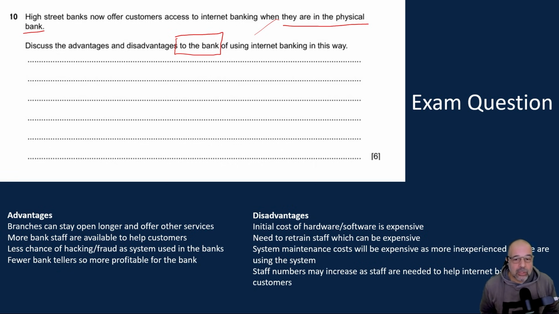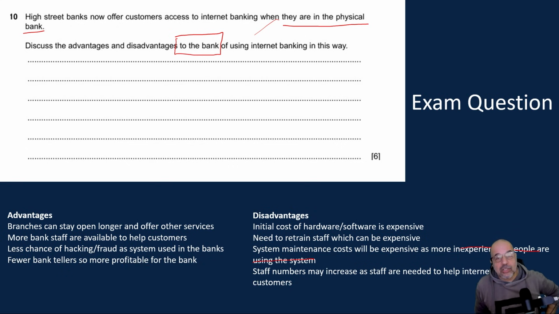I'm sure that the customers using the internet banking service can't do some kind of damage there. So I don't agree with that part where it says inexperienced people. I would get rid of that part. But this is what was in the mark scheme. Staff numbers may increase as staff are needed to help internet banking customers.